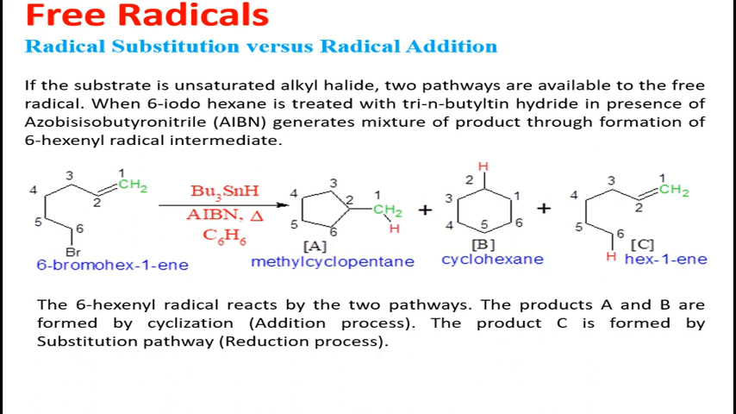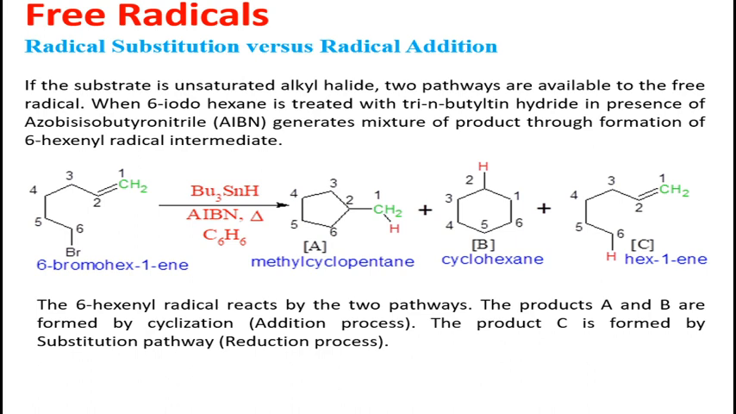In this reaction, the substrate is 6-bromohexene. This is an alkyl halide which contains an unsaturated fragment, that is, the molecule has a carbon-carbon double bond and bromine also. The substrate is allowed to react with tri-n-butyl tin hydride in presence of a radical initiator, that is AIBN, in the solvent benzene. There is formation of a mixture of products. Three products are formed: methylcyclopentane, cyclohexane and hexane.